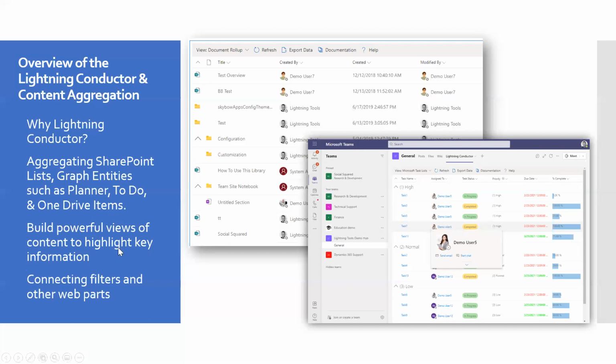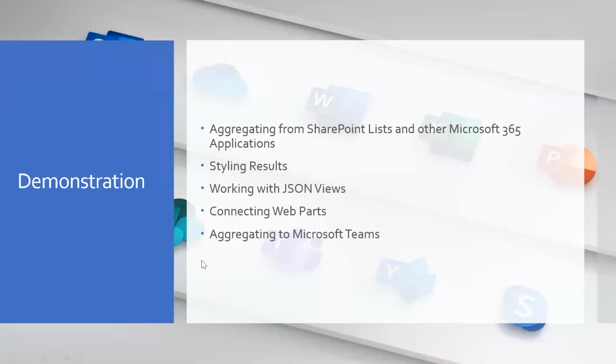And as mentioned already, build views of content with conditional formatting to highlight that information. And you can also use connected web parts as well to provide all sorts of solutions using filters and also providing the data out to another consuming web part. And we'll talk about that in just a moment as well. So we're into the demo. So we're going to spend most of the time in the live demo.